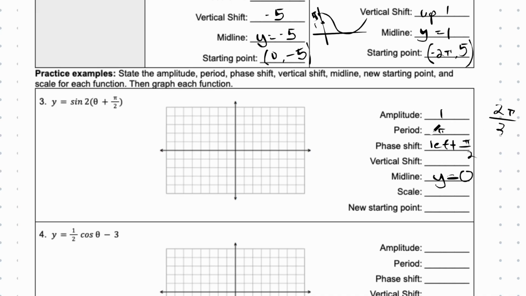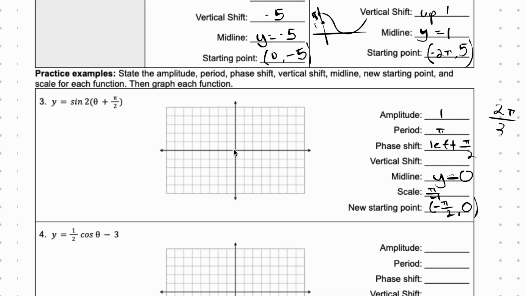Our scale is our period divided by 4, so we're going to do pi over 4. And our new starting point, since this is a sine function, we're going to start basically at 0, and we're shifting left pi over 2, so we're going to have negative pi over 2, 0.